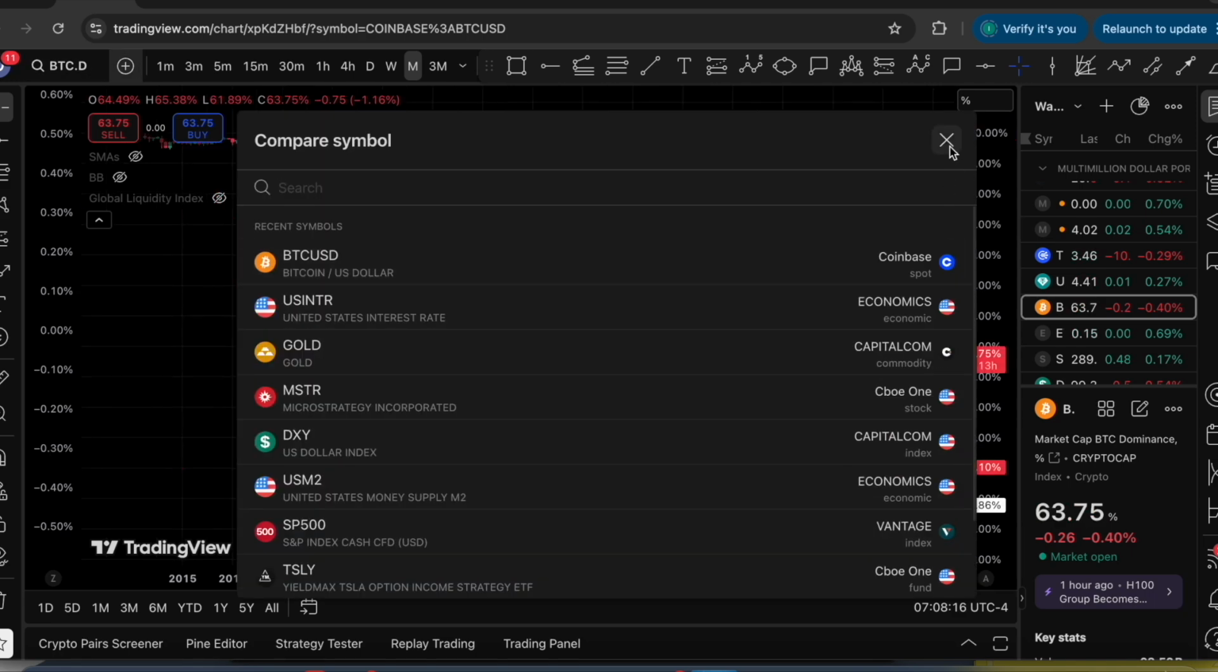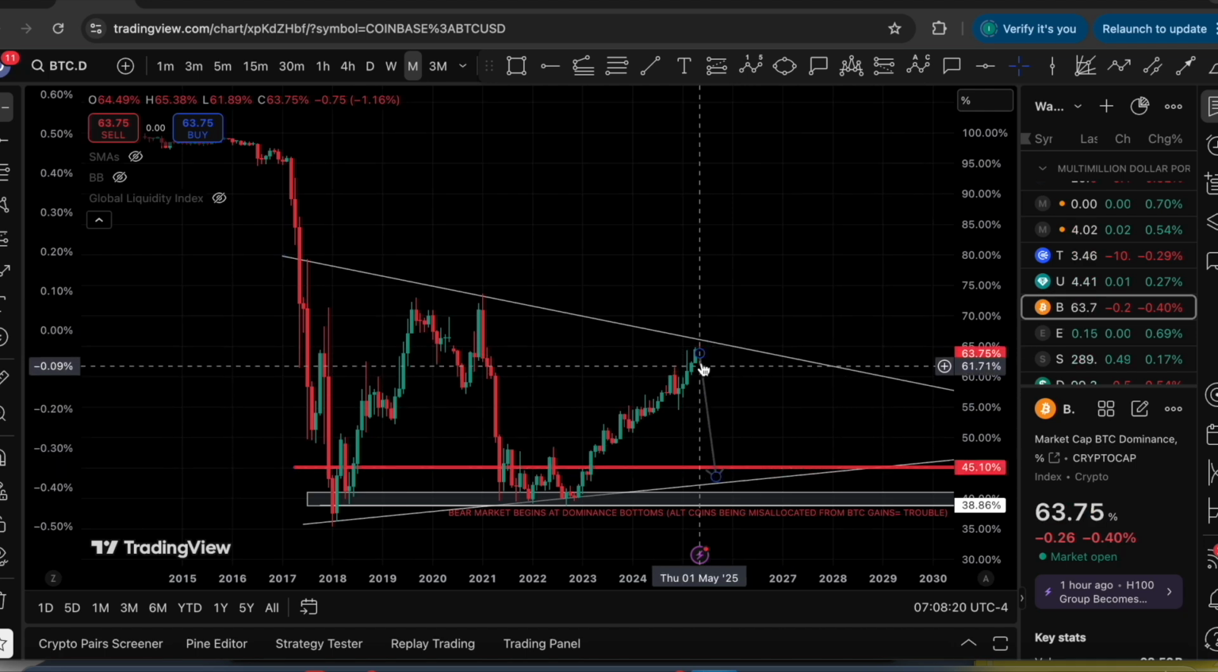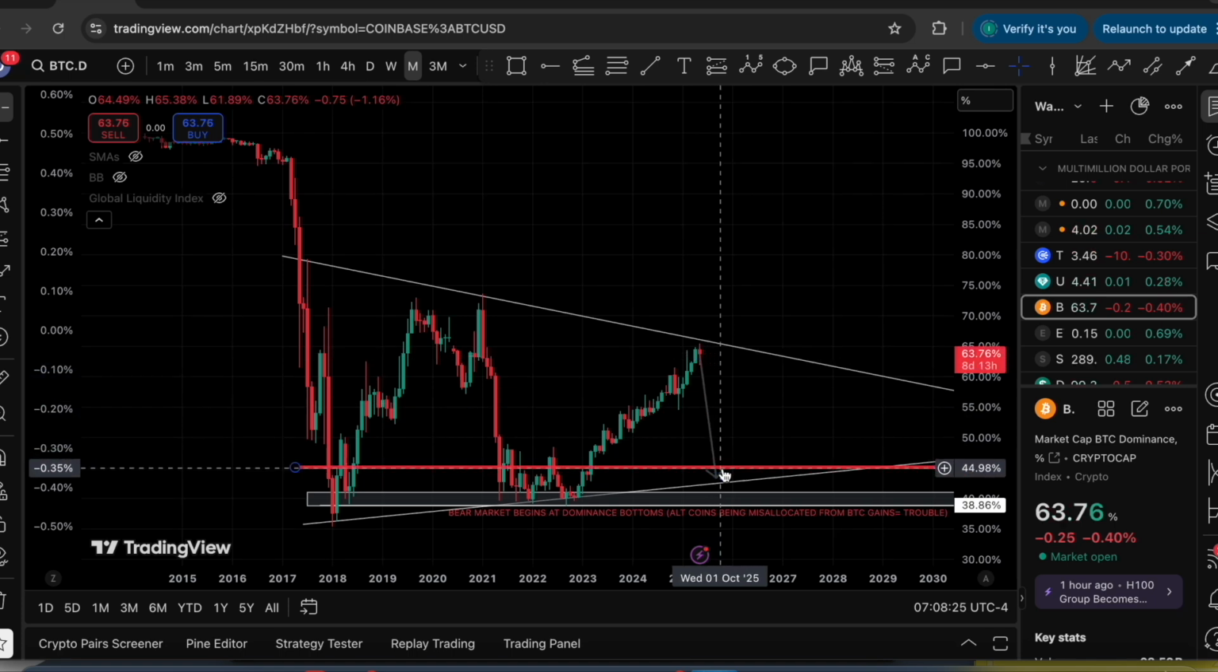But of course, we need for this to fall down and Bitcoin to rise. If Bitcoin is rising and this is falling, that means altcoins are outperforming, which is good. That means alt season is going to be kicking in. That means it's going to bring in all the retail investors that aren't in right now or even looking at crypto.